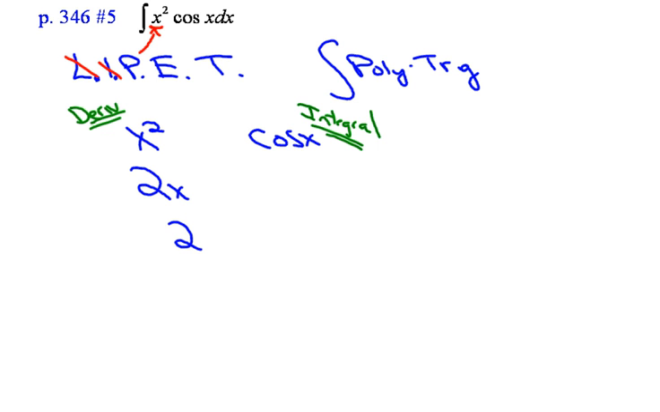So I'll start in the left column, x squared, the derivative is 2x, the derivative of 2x is 2, the derivative of 2 is 0. Right column, I'm taking integrals. So the plus or minus signs are very important here. The integral of cosine is sine. The integral of sine is negative cosine. And the integral of negative cosine is negative sine.